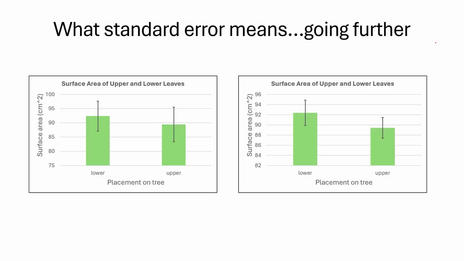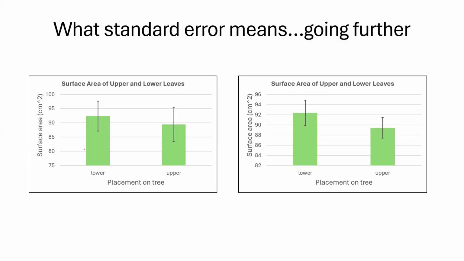This is surface area of upper and lower leaves. Same idea, comparing different properties of leaves on different parts of a tree. And by the way, there are some very important reasons that leaves do differ from the upper branches to the lower branches. But if we're now looking at surface area of the upper and lower leaves, in square centimeters, these two means are actually the same. You can see that the lower leaves had an average surface area of about 92. The upper leaves a little less than 90.